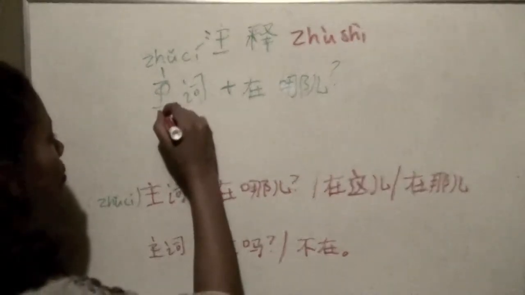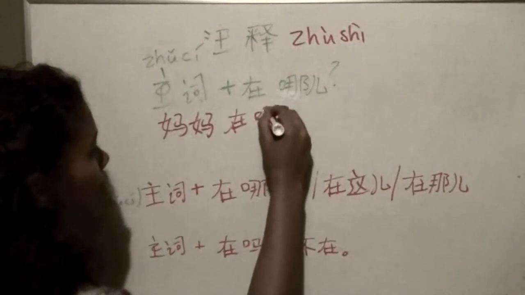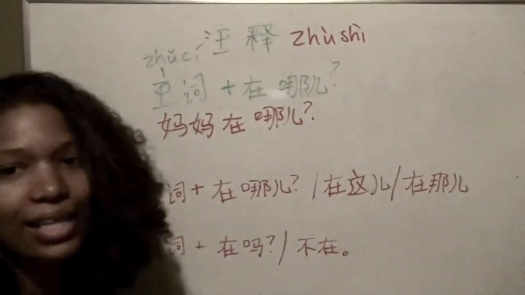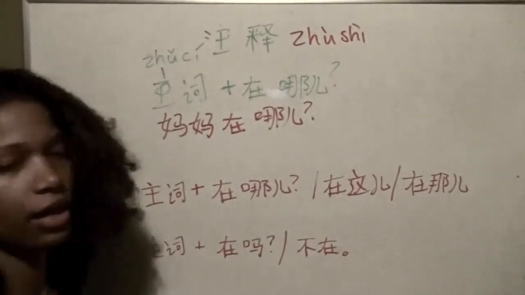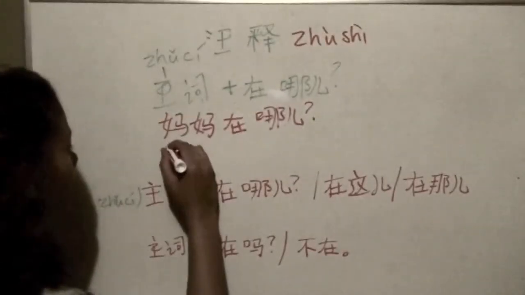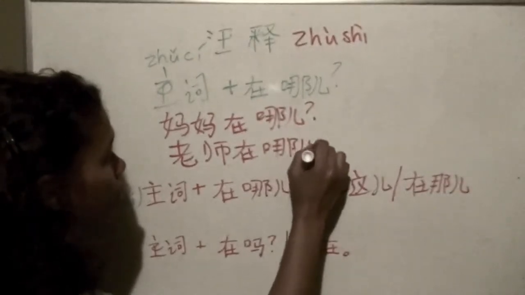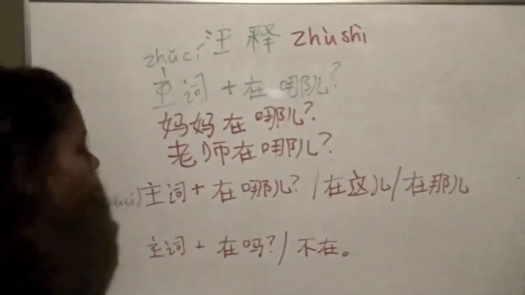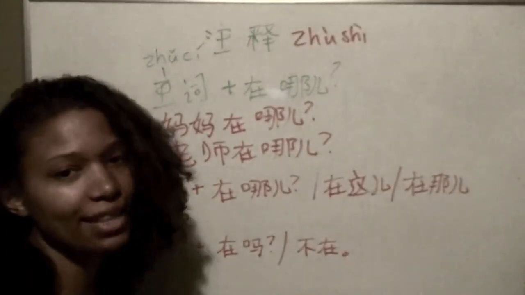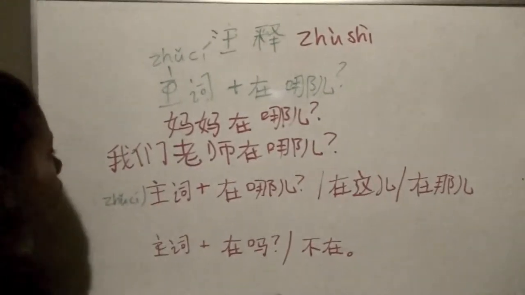So, for example, 妈妈在哪儿. I'm trying to do this as neat as possible. 妈妈在哪儿. Where is mother? Or, where is mommy? 妈妈在哪儿. Another example. 老师在哪儿. Where's the teacher? Where's the teacher? Or you can say 我们, right, are. 我们老师在哪儿? Or 我们老师在哪里? Where is our teacher? Okay, let's see.